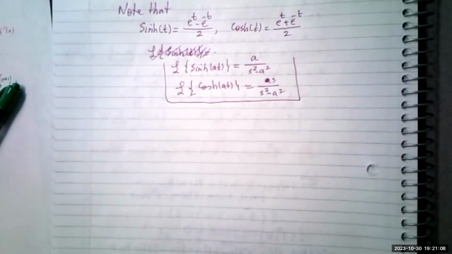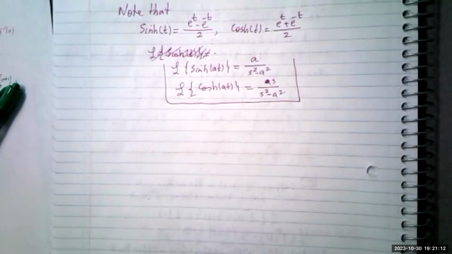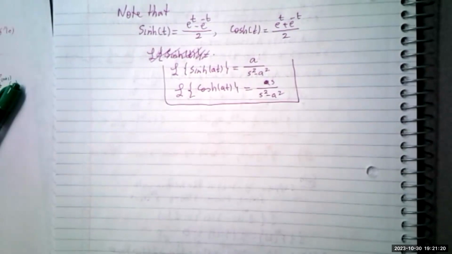Both of them would have s squared minus a squared. The first one is a over s squared minus a squared. The second one is s over s squared minus a squared. In the case of the sine and cosine, it's plus. In this case, it's a difference. That would be very helpful.